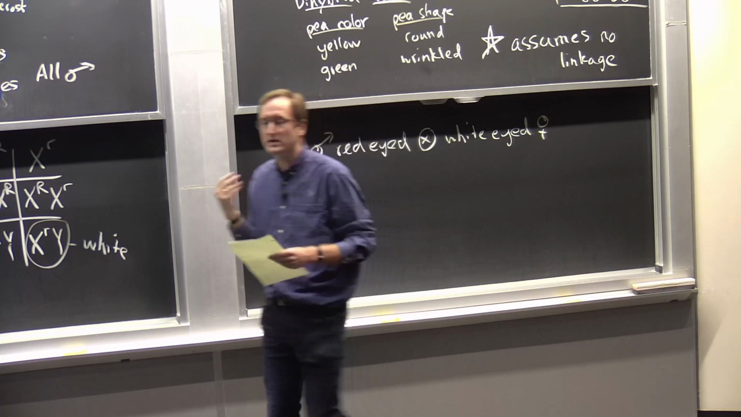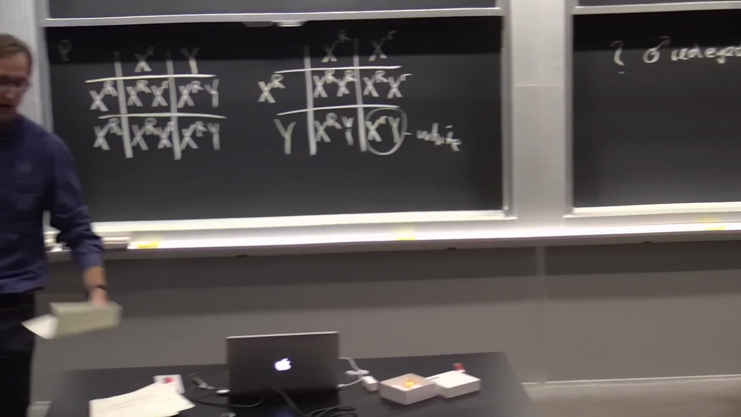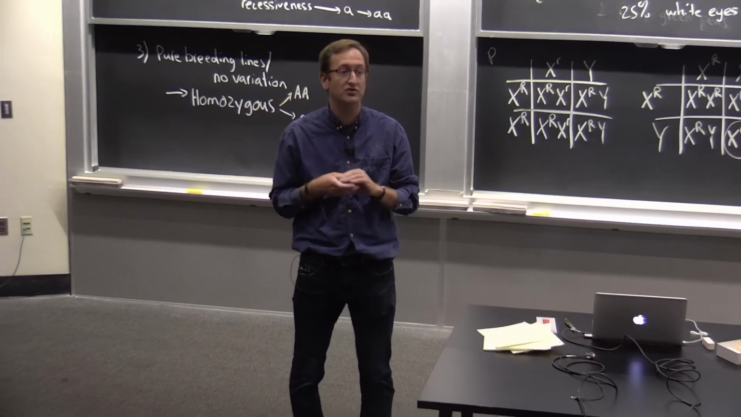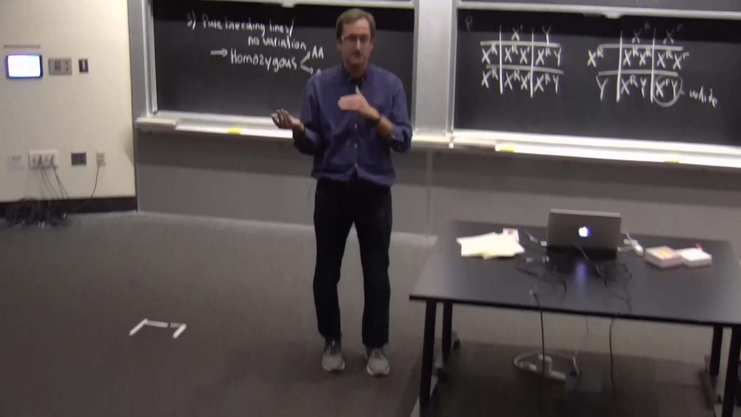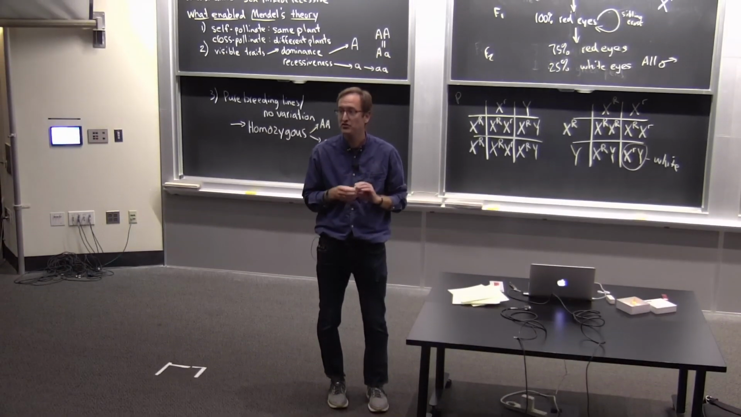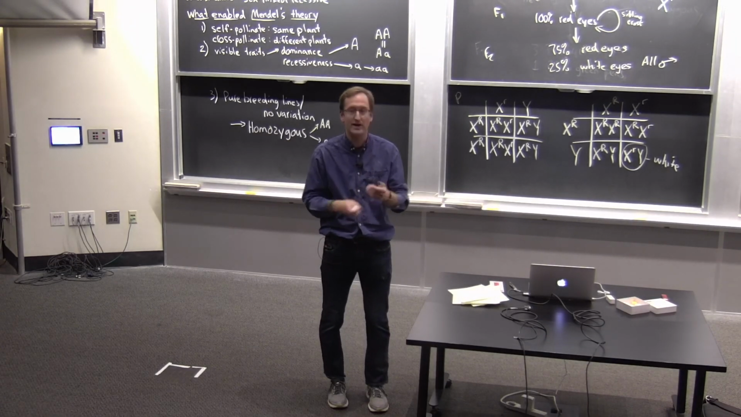So I want you to think about this, and I want you to think how this is different from Mendel's experiment. What if you did a reciprocal cross for, let's say, the pea color? How would these two different crosses compare with each other? Okay, and we'll talk about that at the beginning of Friday's lecture.